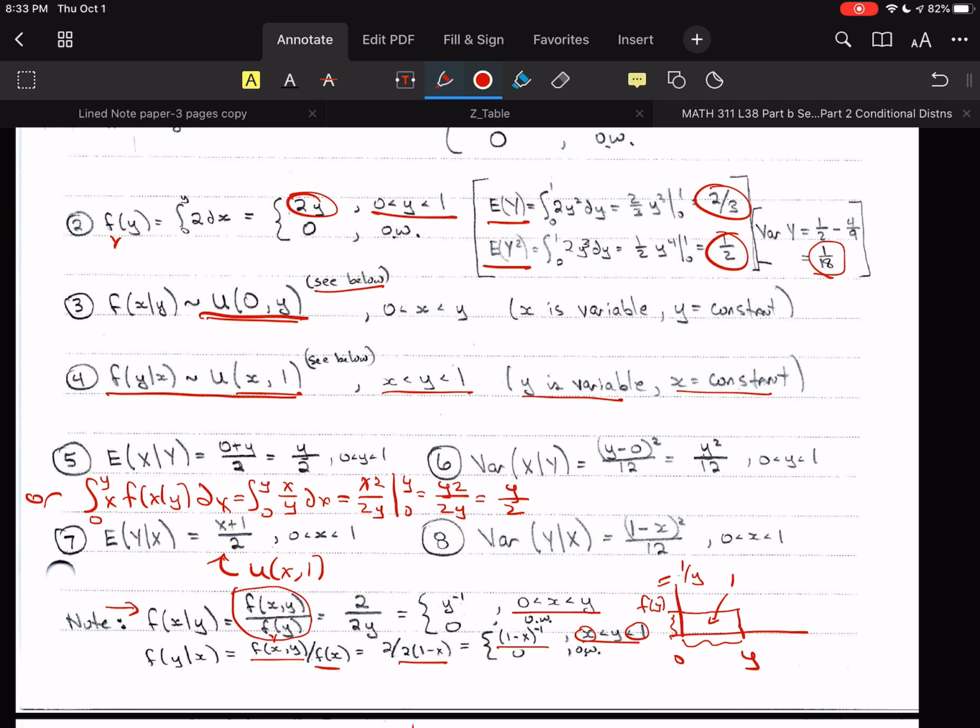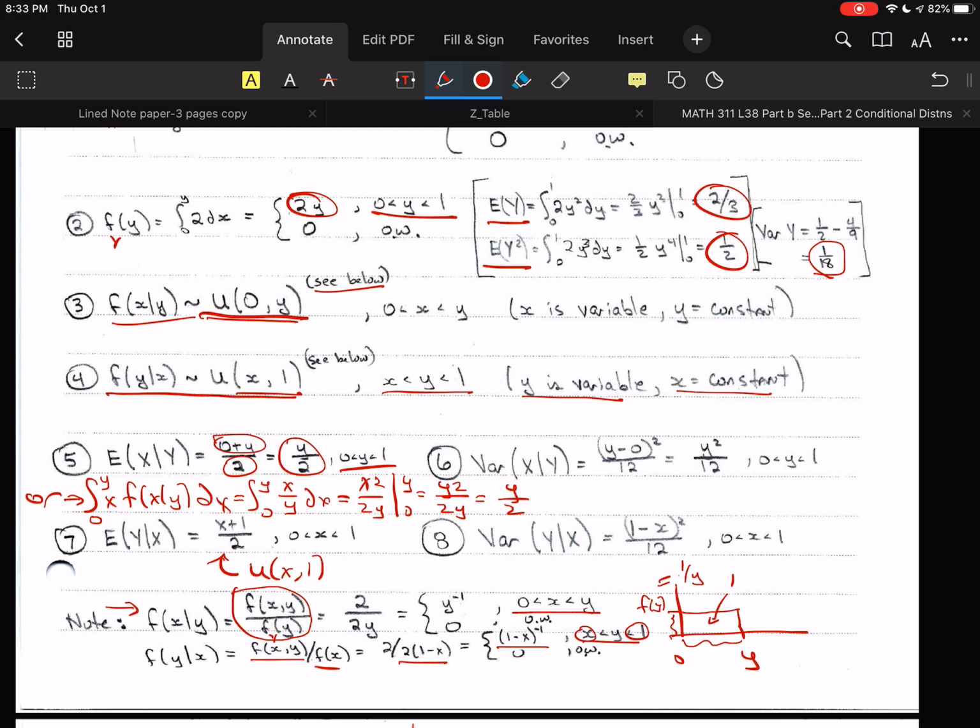Now, using the fact that f of x given y is a uniform, I know that the expected value, the mean, is simply 0 plus y over 2. I can use that and get y over 2, where y is between 0 and 1. Or I could work it out longhand, and that's what I've done here.